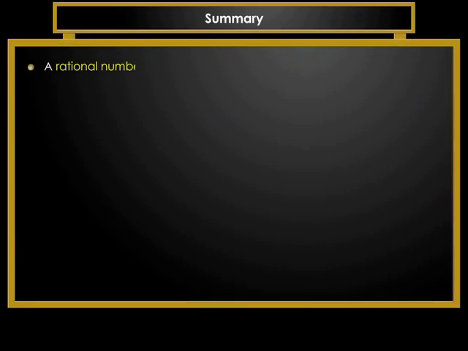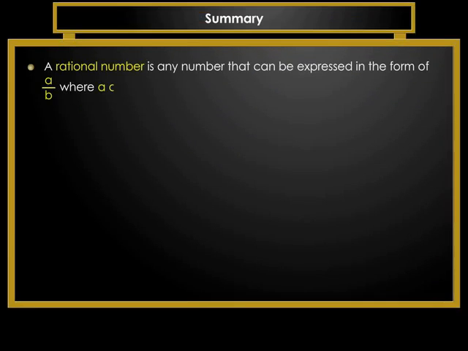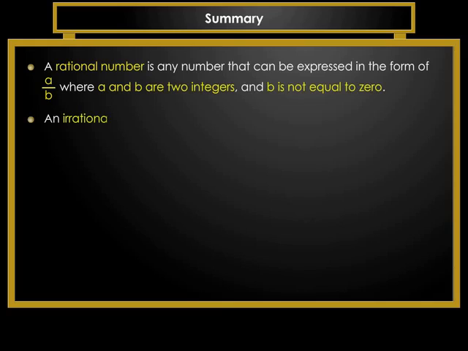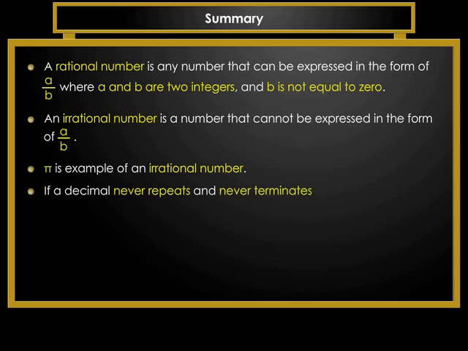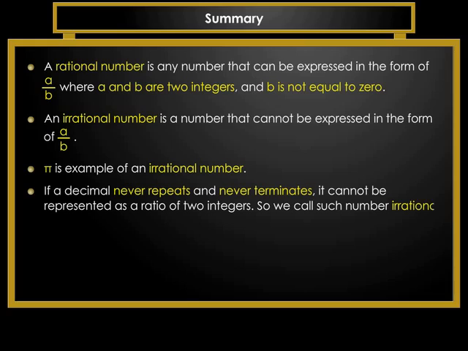In summary, a rational number is any number that can be expressed in the form of A by B, where A and B are two integers and B is not equal to 0. An irrational number is a number that cannot be expressed in the form A by B. Pi is an example of an irrational number. If a decimal never repeats and never terminates, it cannot be represented as a ratio of two integers. So we call such number irrational and not a ratio.